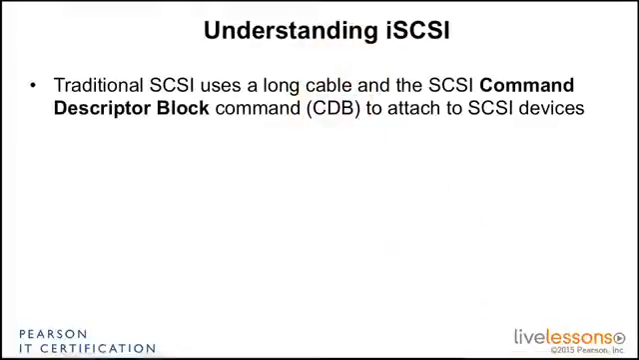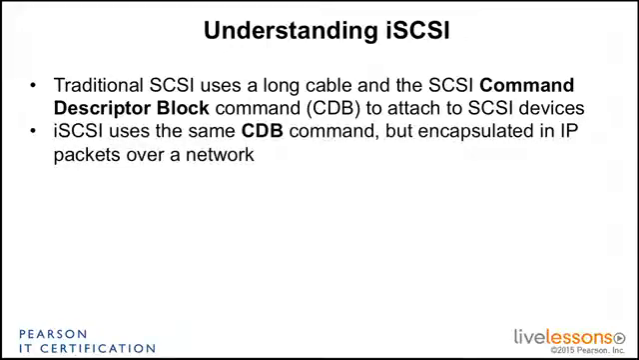So before we get started, let's see what is involved in setting up an iSCSI target and initiator. iSCSI is an extension to the SCSI protocol. Traditional SCSI uses a long cable and a SCSI command descriptor block command to attach to SCSI devices. In iSCSI we are using the same CDB commands but encapsulated in IP packets that are sent over a network.